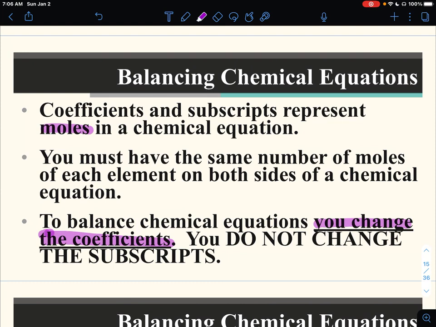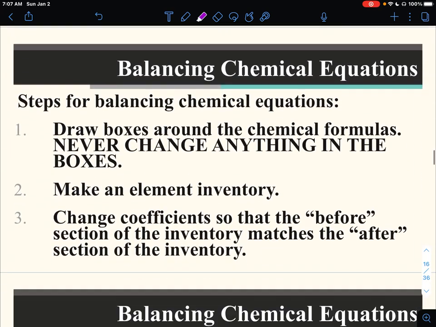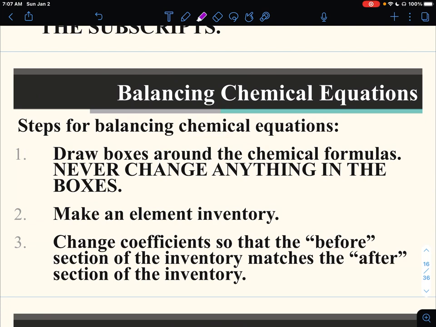You cannot change them. Remember when we first started writing formulas, we said you have to have a certain amount of aluminum to go with chloride, right? You have to keep that the same. That doesn't change. So the only thing you can change in a chemical reaction is a coefficient. So what I'm going to have you do is when you first start, draw boxes around the chemical formula so you can know and you remember to never change anything.